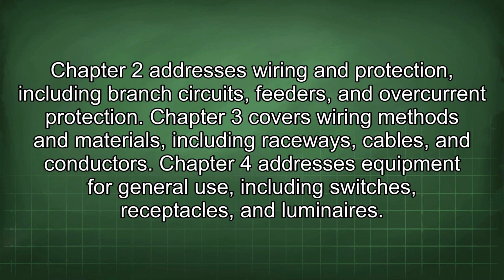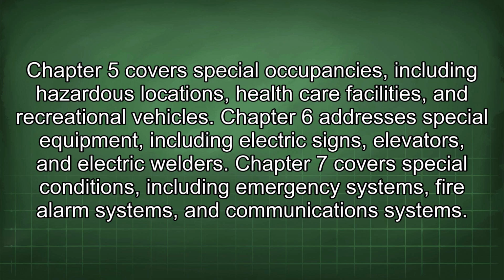Chapter 2 addresses wiring and protection, including branch circuits, feeders, and overcurrent protection. Chapter 3 covers wiring methods and materials, including raceways, cables, and conductors. Chapter 4 addresses equipment for general use, including switches, receptacles, and luminaires. Chapter 5 covers special occupancies, including hazardous locations, healthcare facilities, and recreational vehicles. Chapter 6 addresses special equipment, including electric signs, elevators, and electric welders.